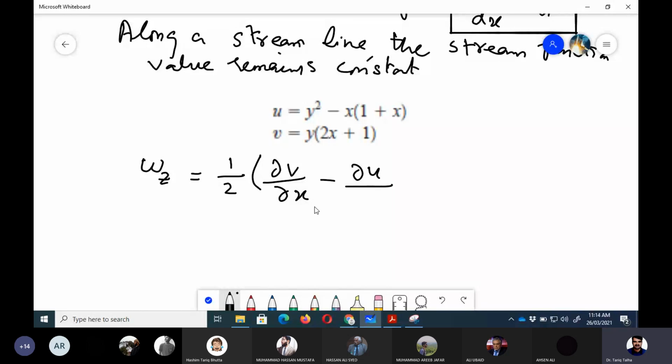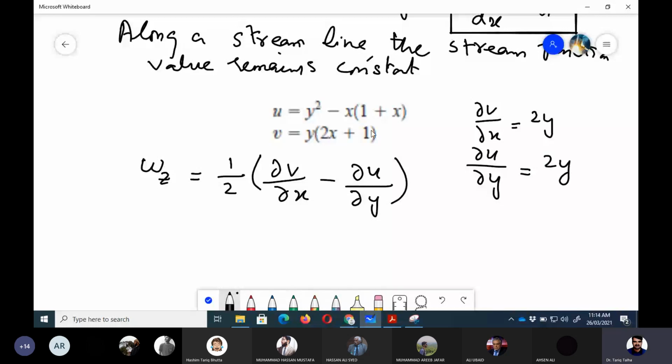So partial u upon partial y. If we do that, first of all, what is the partial v by partial x here? Partial v by partial x would be equal to 2y, and then partial u by partial y would also be equal to 2y. So when we put it here, 2y minus 2y would be equal to 0. So it means that the flow field is irrotational.